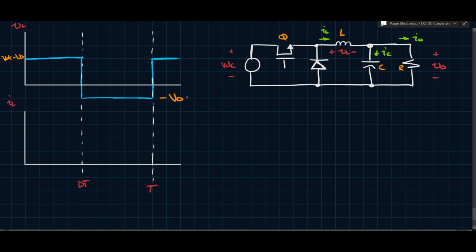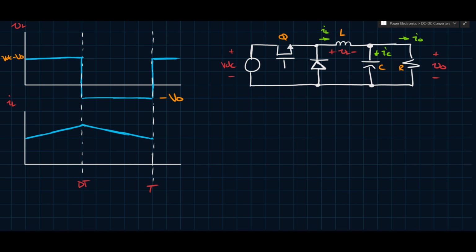Now, inductor current. When you apply a constant voltage to the inductor, the current basically increases rampwise. So what do I mean by rampwise? This will basically increase between here, like this. And then during this time, it'll go down, also rampwise, because it's a constant voltage that's applied. You can deduce this from the equation VL equals L di/dt. You just solve the integral, and if you have a constant, you end up with a ramp.